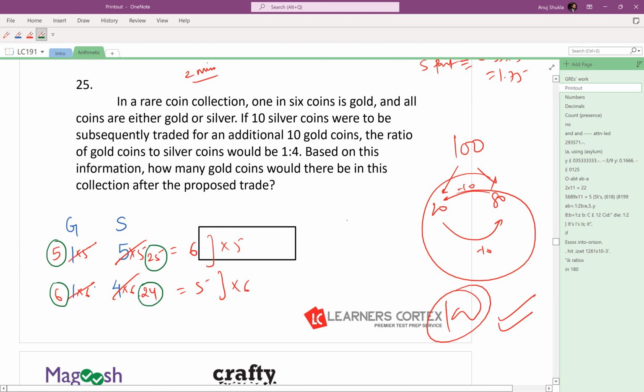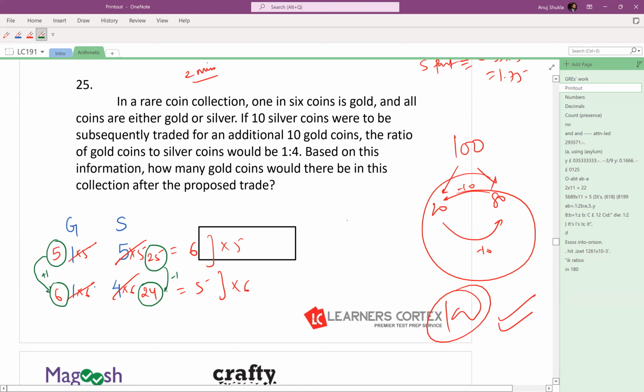Yes or no? 5 parts, 25 parts, 6 parts, 24 parts. Now, gold, what you are doing? You are giving 1 part extra, and silver, this one is getting 1 part extra. Or you can say, if you take one direction only, here it is giving the gold coin, and here it is getting the silver coin, right?